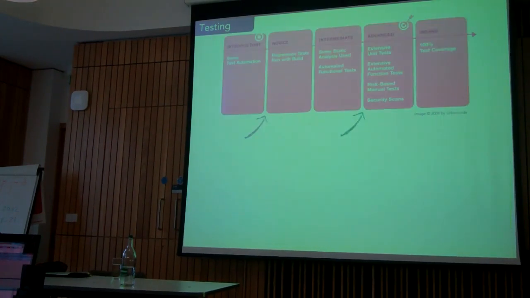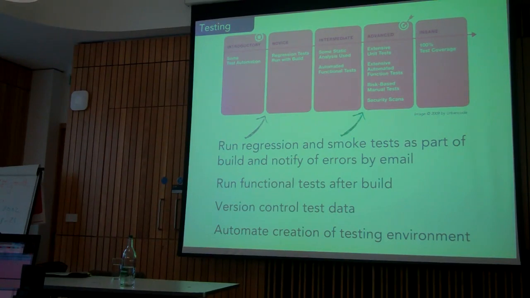So looking at testing, again, I'd say we're beyond introductory, but not really into novice yet. And similarly, I'm aiming for about the same beyond the intermediate. The next bit is to finish getting the regression tests running automatically as well as the unit tests, and to get a couple of smoke tests, which is just a couple of tests very quickly to tell you that it looks like things are running. Then you can go and do something else.